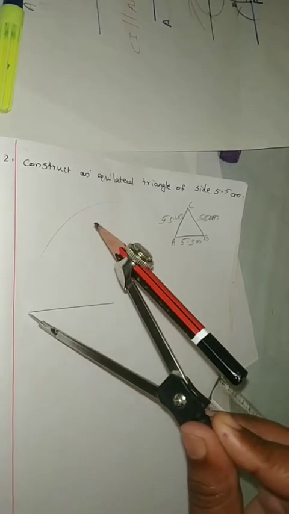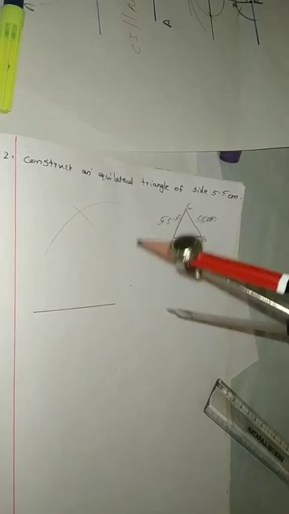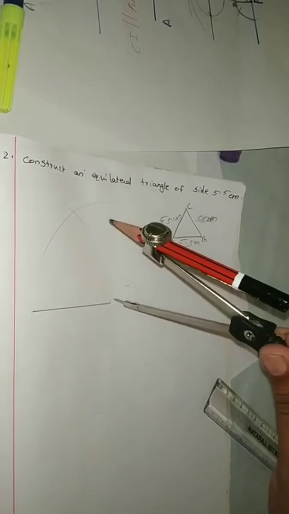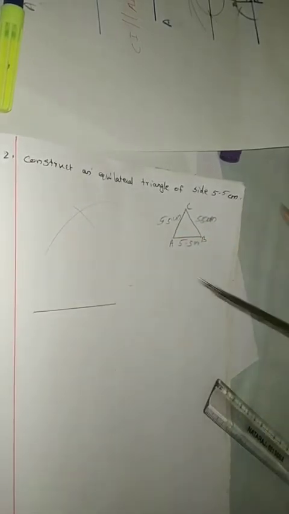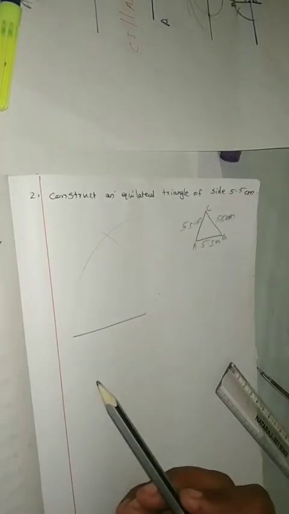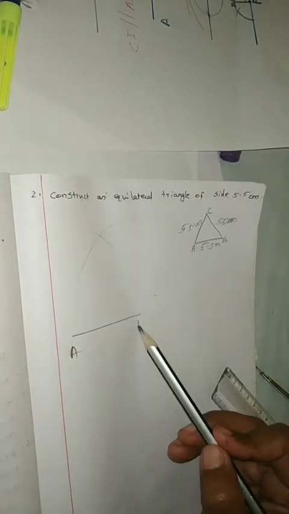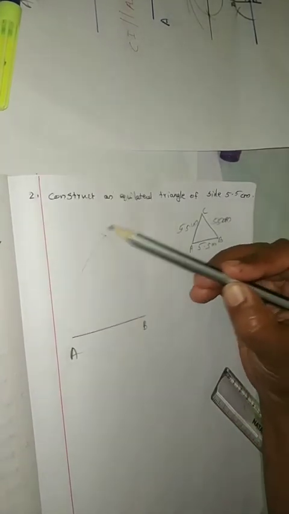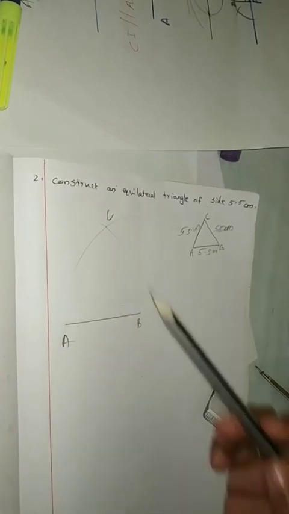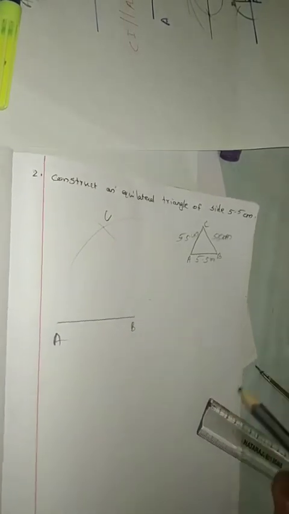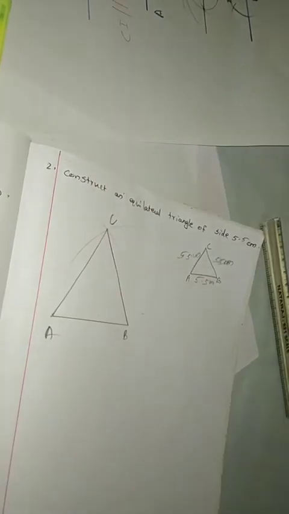With the same radius, both sides with the same radius. Now we got the joining point. We can name this side as AB and we can name this point as C. Now we can join AC and BC. Now our triangle is ready with the side 5.5 centimeter.